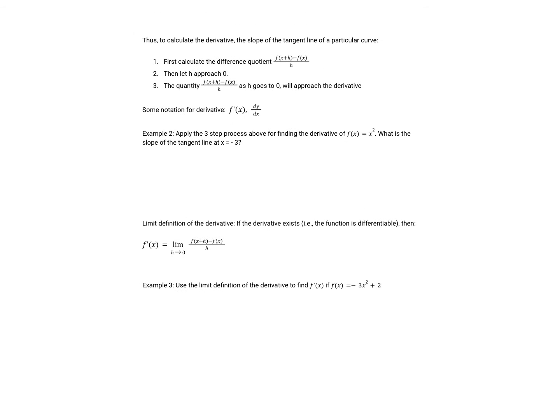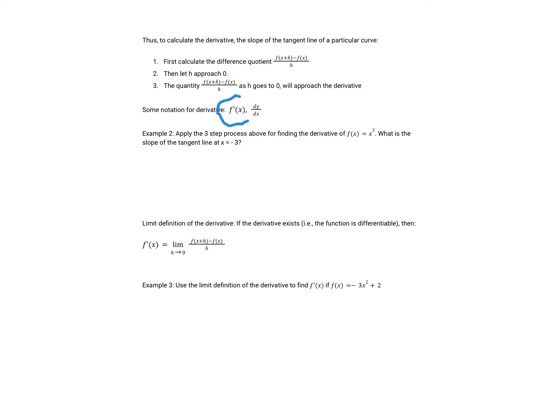So first you would calculate the difference quotient, and then you let h get closer and closer to 0, and that will give you your derivative, or the slope of your tangent line. And some notation: if the function is f of x, the derivative we call f prime of x. We use that little quotation mark up in the top, as you can see here. Or sometimes we say dy dx, the derivative of y as it relates to x, or in terms of x.